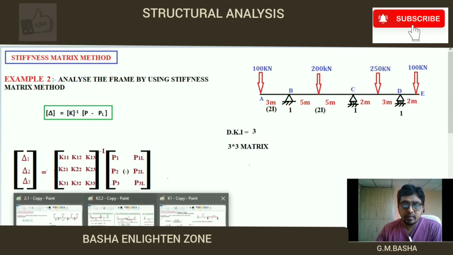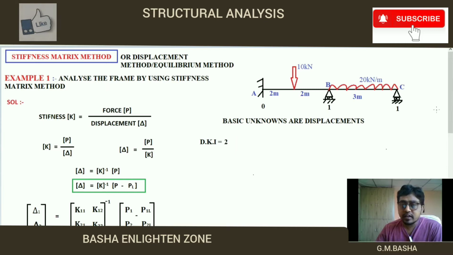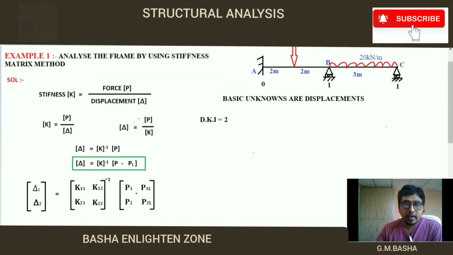If you see clearly here, this is the general equation: delta equals k inverse into p minus pl. Based on the degree of freedom, you obtained here 2, so this is the 2 by 2 matrices. That is the reason we are taking delta 1 and delta 2 as the two unknowns, and this can be written in the 2 by 2 matrix form: k11, k12, k21, k22. Based on this only, you obtain external forces and forces due to the given loading condition.